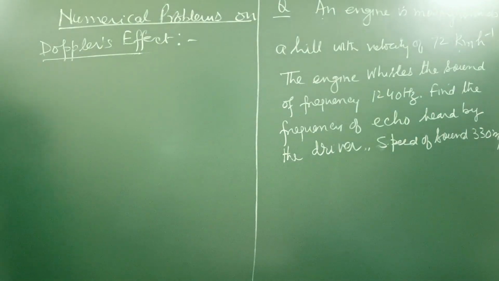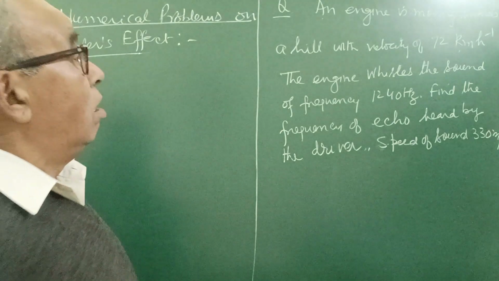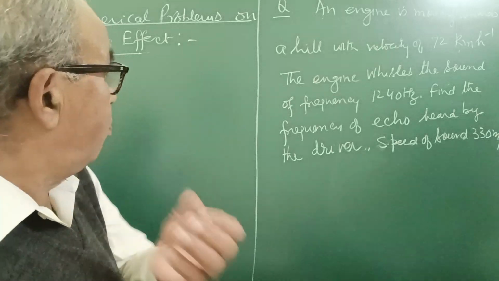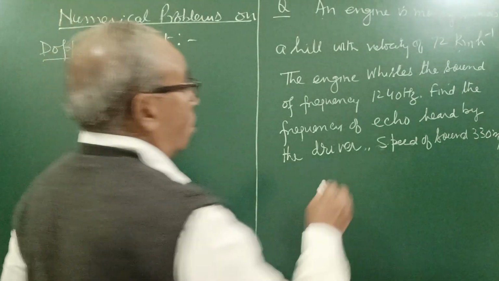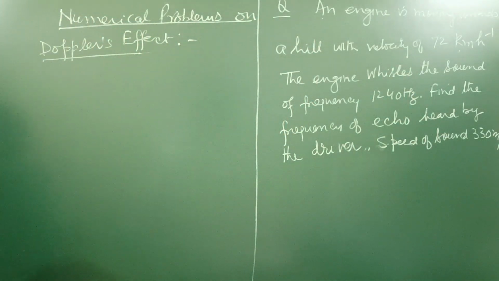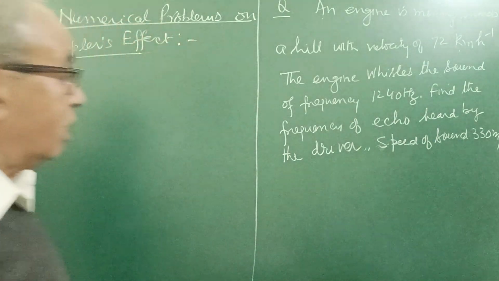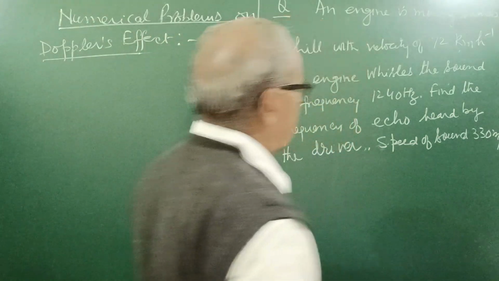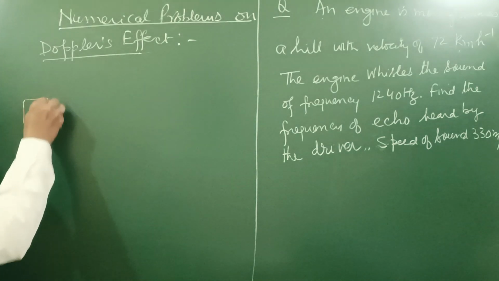Question is like this. An engine is moving towards a hill with velocity of 72 km per hour. The engine whistles the sound of frequency 1240 Hz. Find the frequency of echo heard by the driver of the engine. I did not write that the engine is understood. So what is happening here? This is the solution like this.